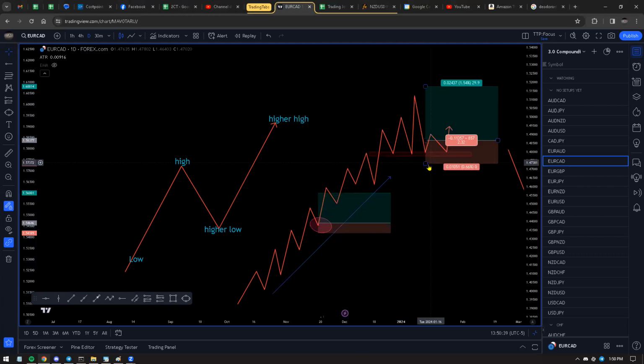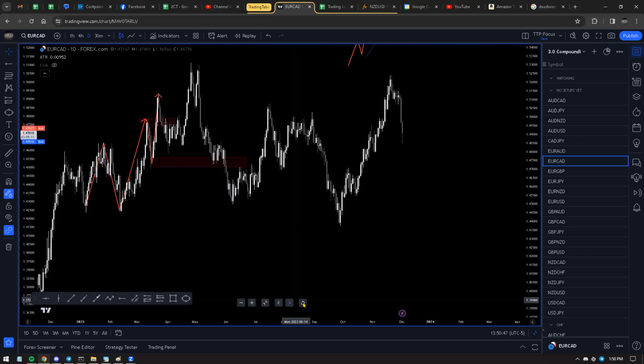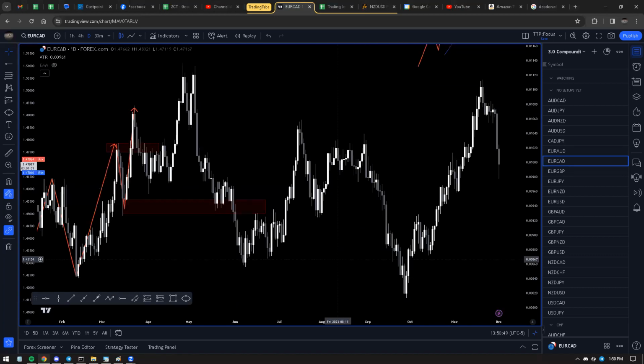So there are these 1, 2, 3 moves, which I would like for you to be able to describe by yourself, because the better you can use your own terminology to describe what you're looking at, the easier it will be for you to understand what you're looking at.